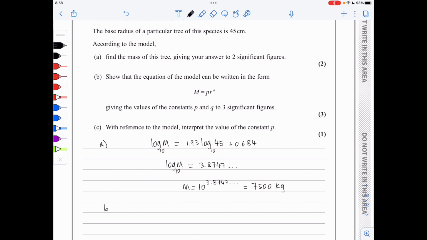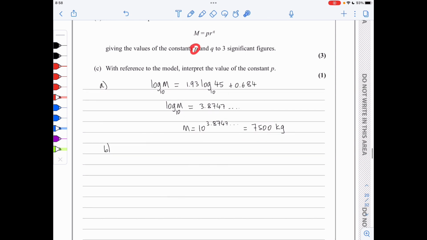In part B, we need to show that the equation can be written in this form. So we need to find P and Q to three significant figures. So it makes sense to start with M is P R to the Q and take log base 10 of both sides. So this will be log of P R to the Q base 10, which can be written as the log of P plus the log of R to the Q base 10.